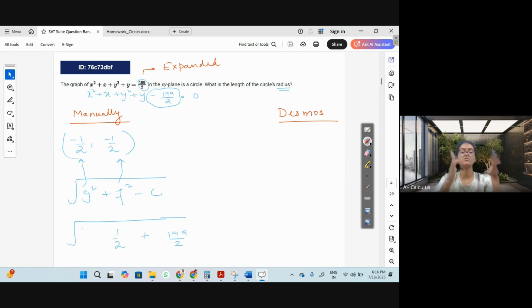So now 199 plus 1 is 200. 200 divided by 2 is 100. So this is the square root of 100. So the square root of 100 is 10. So the final answer is 10.